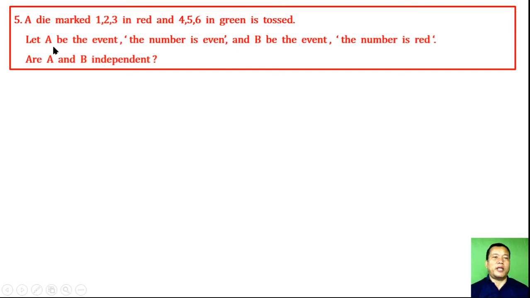Let A be the event the number is even and B be the event the number is red. Are A and B independent?